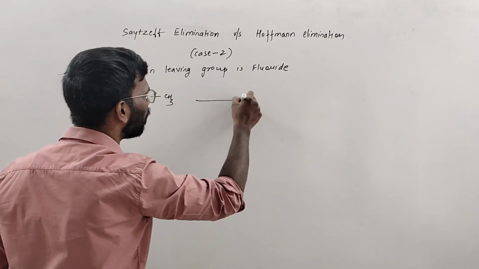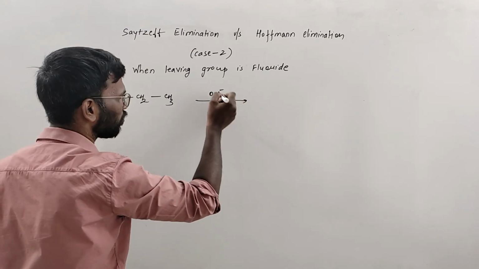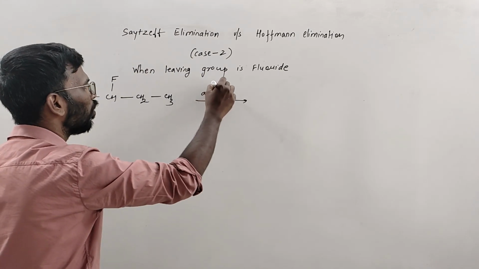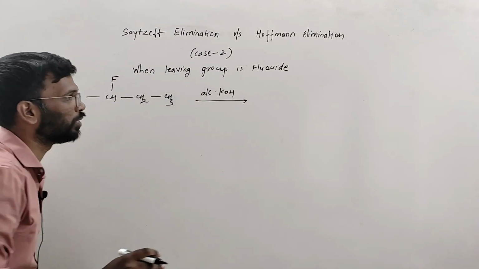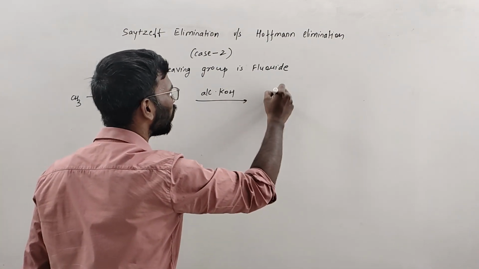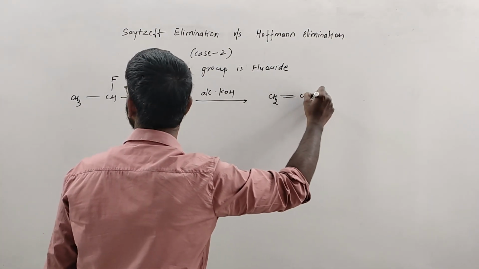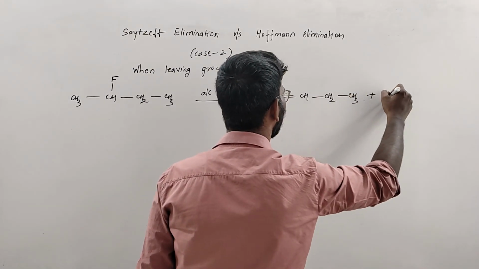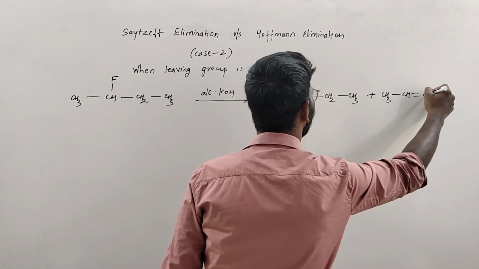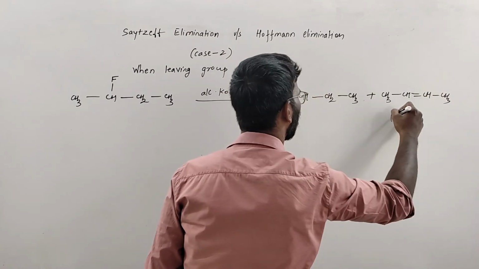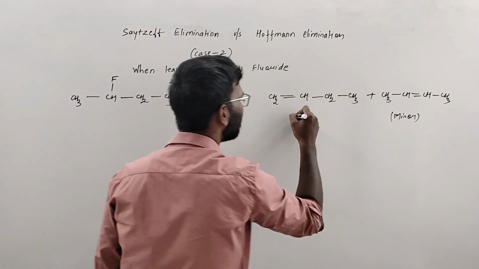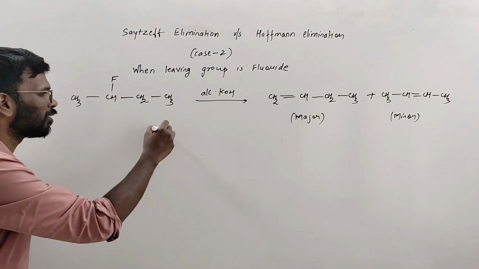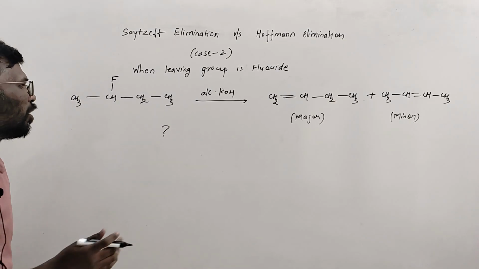And whatever may be the base, if it is a smaller one also, let's say alcoholic KOH you are using, then you are going to have this as the major product and the other alkene as the minor product. This is minor and this is major. Question is why? Why is it happening so?